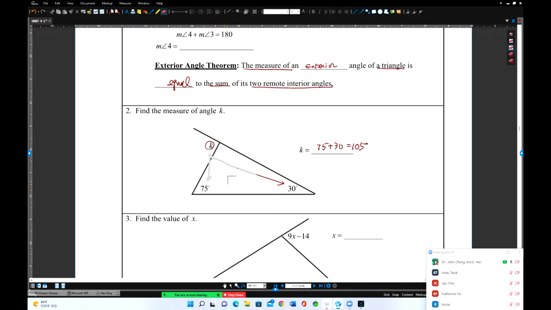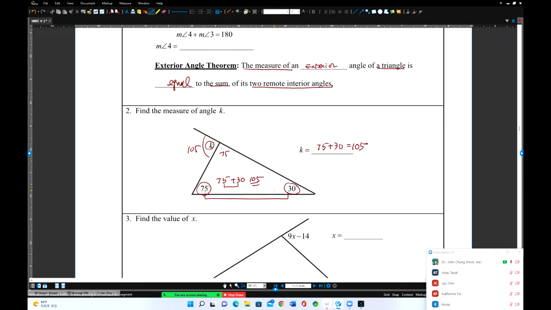Or maybe you can go this way, because the sum of all interior angles is 180. When you add these two, 75 plus 30, subtract from 180. 180 minus 75 minus 30, this is 75. So this one equals how much? 180 minus 105 is 75. After that, you can find the exterior angle. 180 minus 75 again, 105, right? Okay? This is 105.